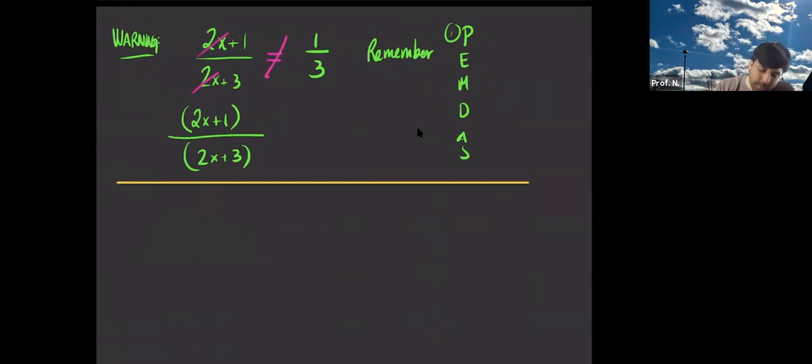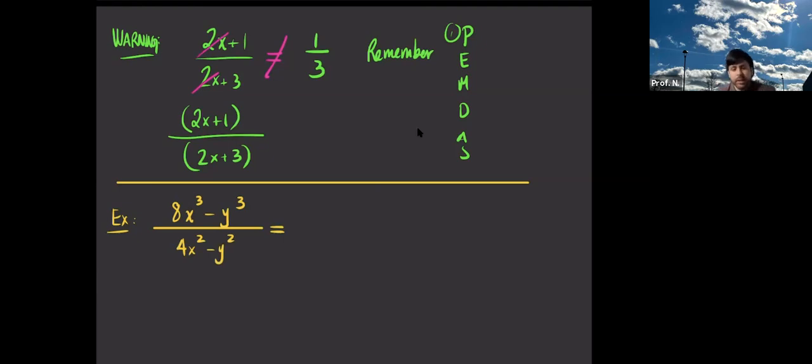Okay, something like this. What if I have 8x cubed minus y cubed divided by 4x squared minus y squared? Again, factor. Can I factor? How do I factor? So what is the numerator an example of? And what's the denominator an example of? What factorization case is the numerator compared to the denominator?